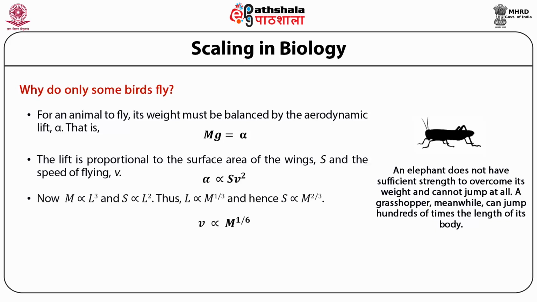Now m is proportional to L cubed and S is proportional to L squared. Thus, L is proportional to m to the power 1 by 3, and hence S is proportional to m to the power 2 by 3. So, V is proportional to m to the power 1 by 6.